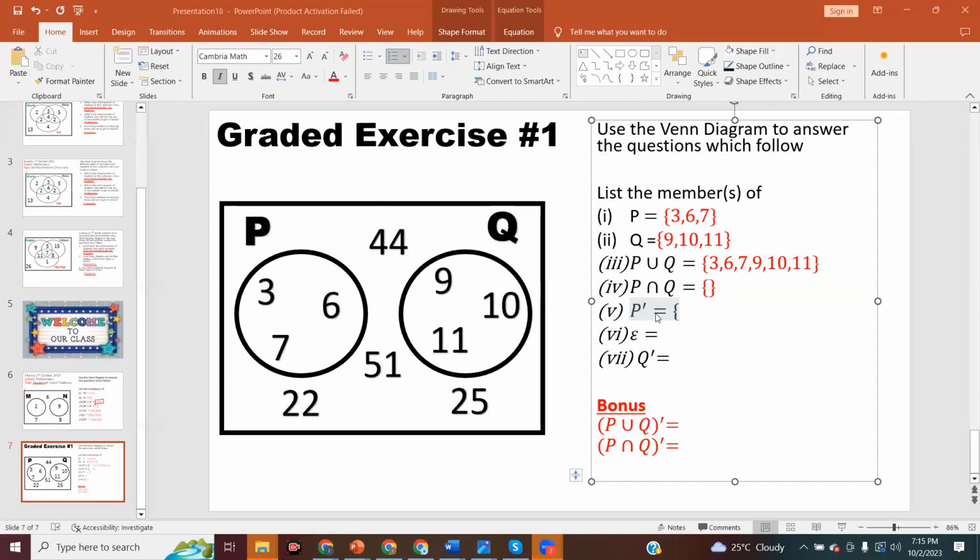Tell me what is P complement. It'll be 9, 10, 11, 22, 25, and 44. How did you arrive at that conclusion? Because the complement means the numbers that are not in the set, that are in the universal set. Very good. So let's see, 9, 10, 11.